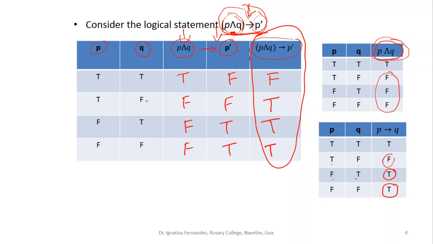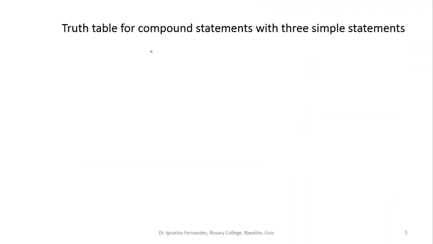Now these were examples wherein we considered two simple statements, P and Q. Let us say I have 3 simple statements involved: P, Q and R. I want to write down the truth table for this particular compound statement, which involves the 3 simple statements P, Q, R.